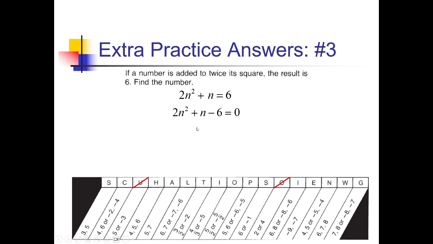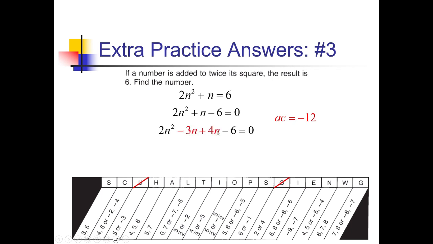So since I don't have a squared coefficient of 1, I'm going to go to the AC method on this. 2 times negative 6 gives me an AC value of negative 12. So I'm looking for factors of negative 12 that add up to 1. This is a 1n. 1 and 12 doesn't work. 2 and 6 won't do it. 3 and 4, if I have negative 3 and positive 4, that would give me positive 1. So I'm going to split up this n into negative 3n plus 4n.